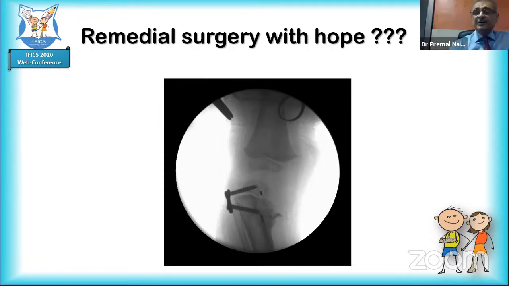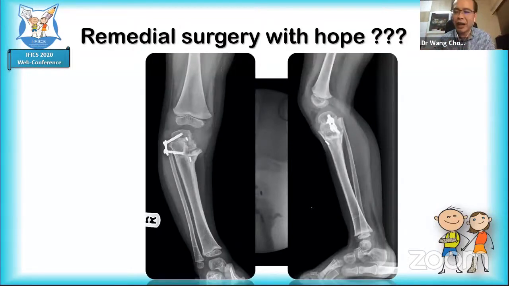I think that's a very important point here. This is technically very, very demanding, and it's a very small kid. So it's a good try. I would go for growth modulation, but I would just let the parents know that we're just not sure whether this is going to work or not.